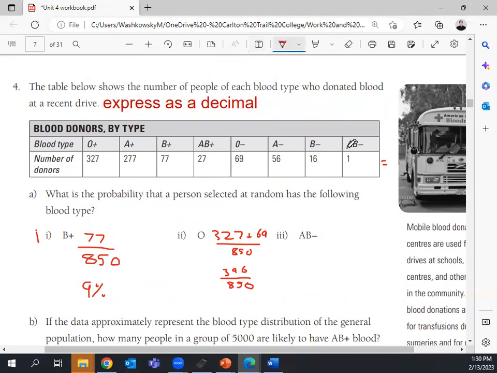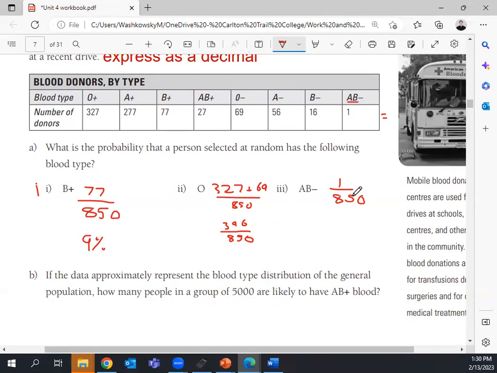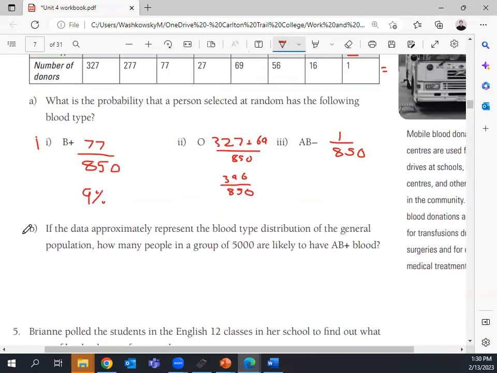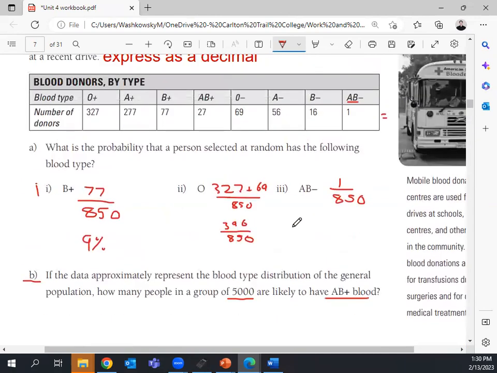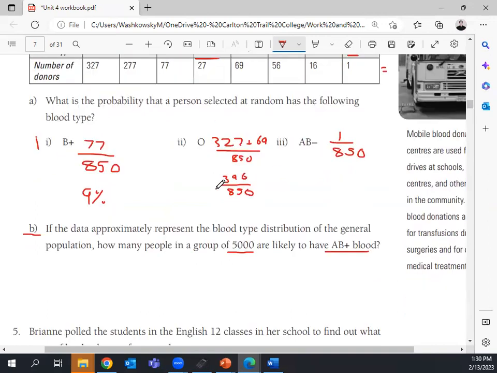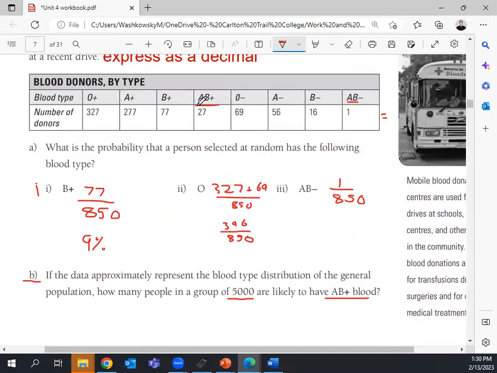Then AB minus, there's only one of 850 people, so very rare blood type. So very small percent chance there. Now for question B, this is where it gets a little bit trickier. They know this is a really rare blood type, right? Only 1 in 850 people have it. They want to know if they have a blood drive, there's 5,000 people coming, really successful event. How many people can they expect to have this AB positive blood? This one here, 1 out of 850. So, sorry, I lied. AB plus. It was AB plus, not AB minus.